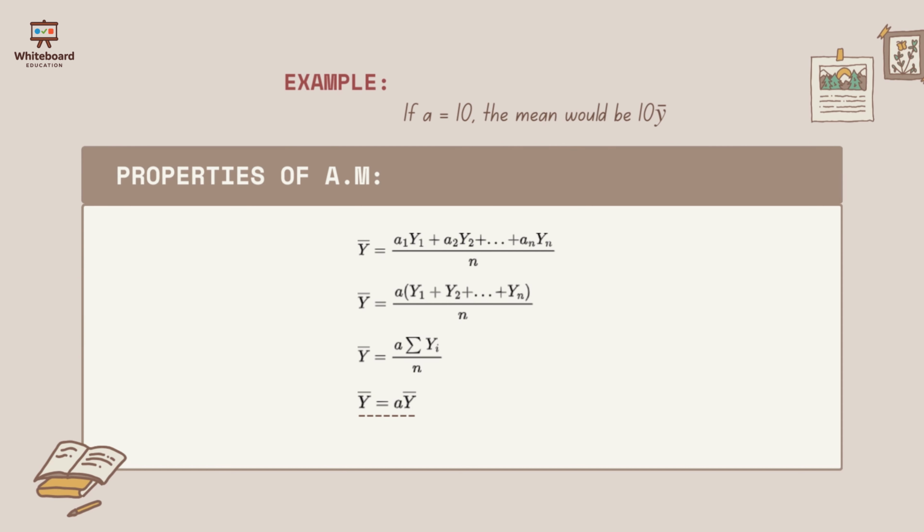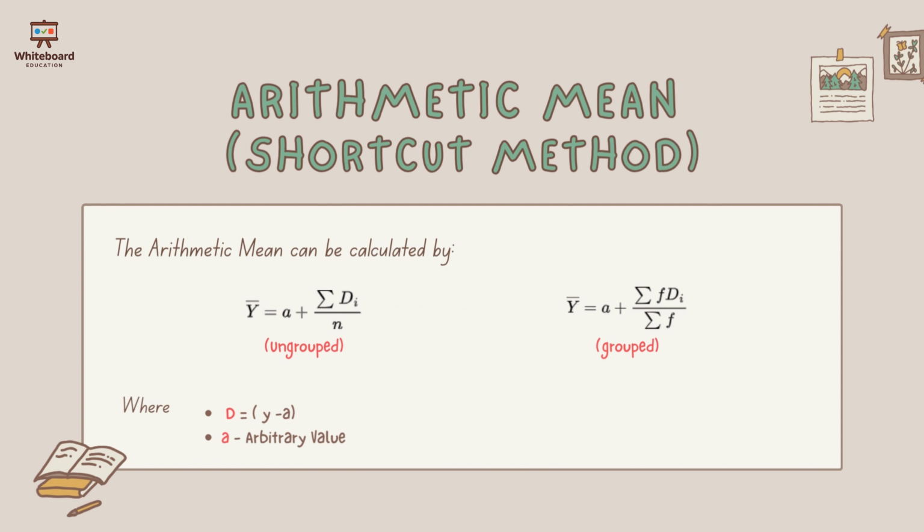Let's move forward to the arithmetic mean using the shortcut method. Here the arithmetic mean can be calculated by these formulas. For ungrouped data, y bar equals a plus sigma d over n, and for grouped, y bar equals a plus sigma fd over sigma f. Here the only difference is that instead of using n, which is the total number of observations, we take the total frequencies of all the classes. You might be wondering what these new variables d and a are. d actually equals y, the observation, minus a. And a is just an arbitrary value that can be assumed. Here a and d also refer to the provisional mean.